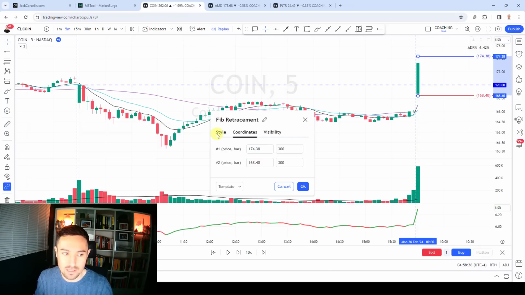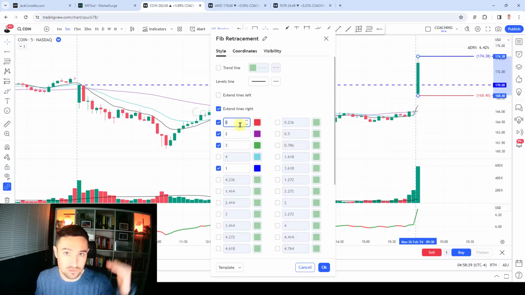Double click on it. These are going to be the settings. 0 is going to be the stop loss level. 1 is going to be the entry level.